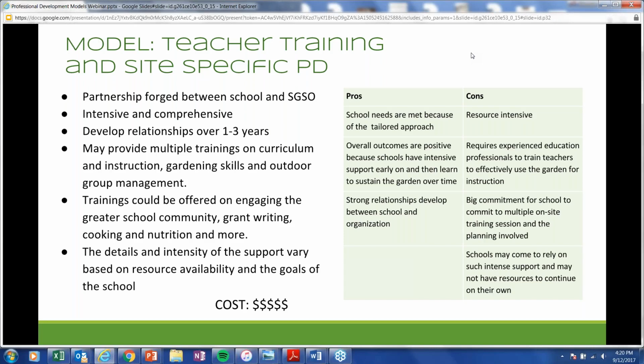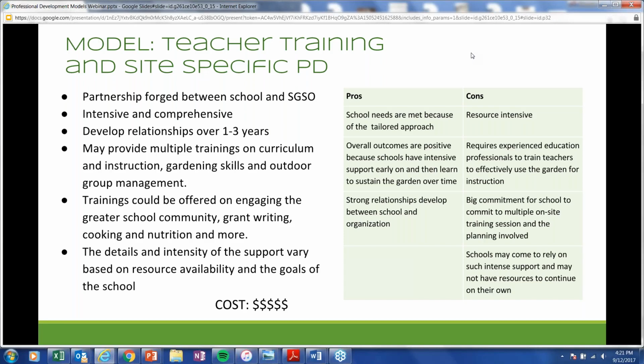They're intensive, they're long-term, they involve multiple trainings that integrate curriculum, gardening skills, outdoor group management. They can include community, grant writing, cooking, nutrition, STEM, whatever the focus of the organization is. And they vary in intensity based on resources available. I know that seems really straightforward, but what I found very interesting is the different ways that so many organizations are approaching this teacher training and site-specific PD in unique and exciting ways.